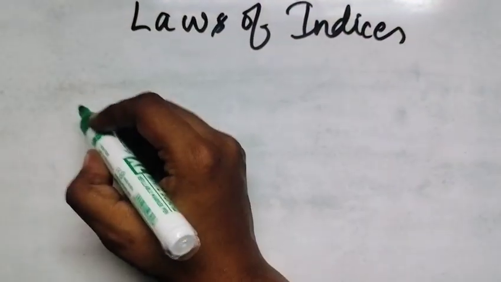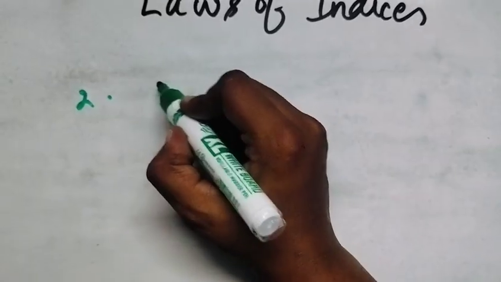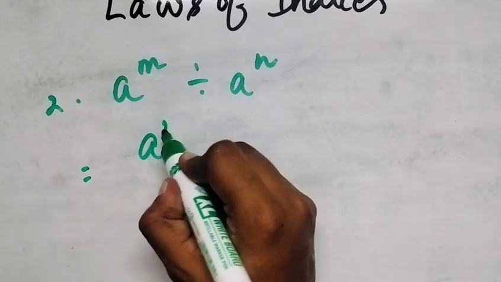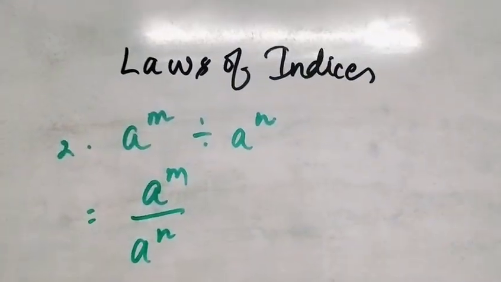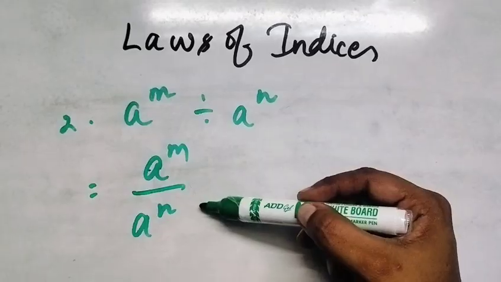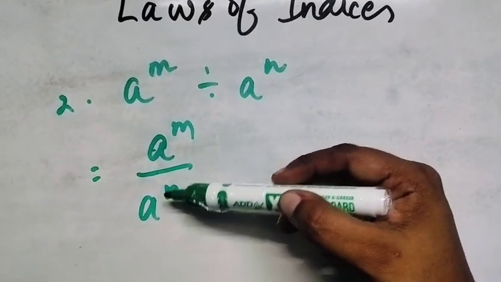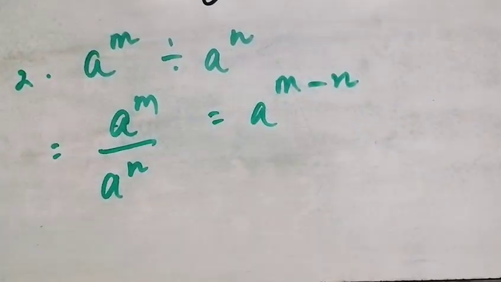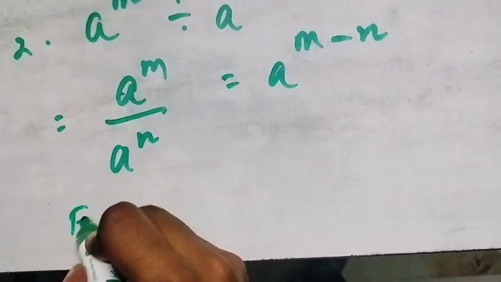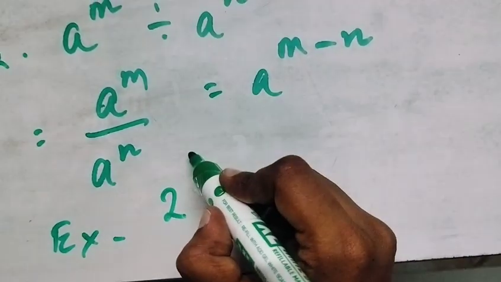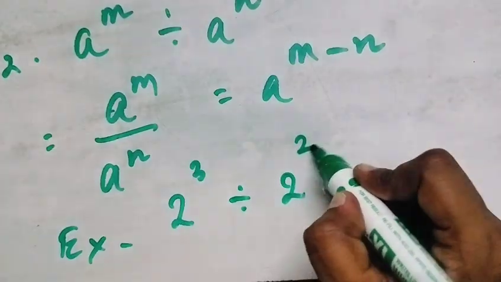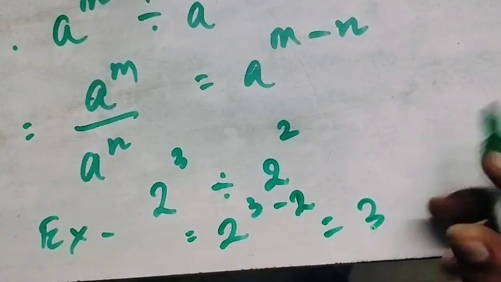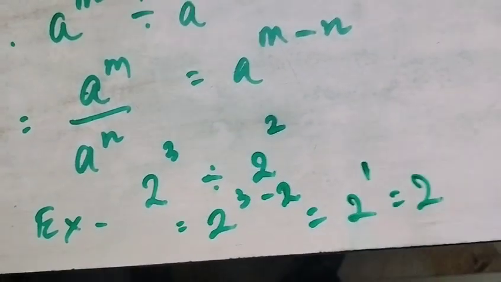Moving on to the second law, which is the quotient law. If you have a to the power m divided by a to the power n, that is, you have the same base a but different powers, or it may be the same powers, that's fine, but definitely the same base, you can express it as a to the power m minus n. Let's take an example. 2 to the power 3 divided by 2 squared, we can write as 2 to the power 3 minus 2, which is 2 to the power 1, or 2.